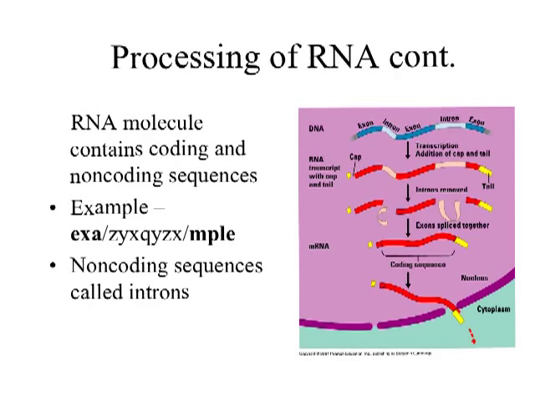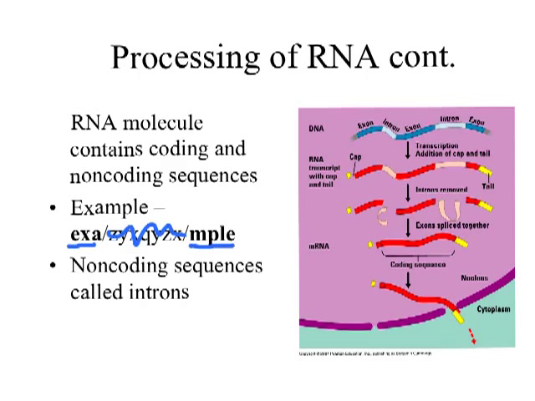So caps and tails are one type of modification that the RNA molecule undergoes before it gets out into the cytoplasm. Another is what we call splicing. Now, RNA molecules are going to contain coding and non-coding sequences within itself. If we take a look at this example, we have EXA and then this junk in the middle and then MPLE. So we have to cut out the junk in the middle in order to get our word example.